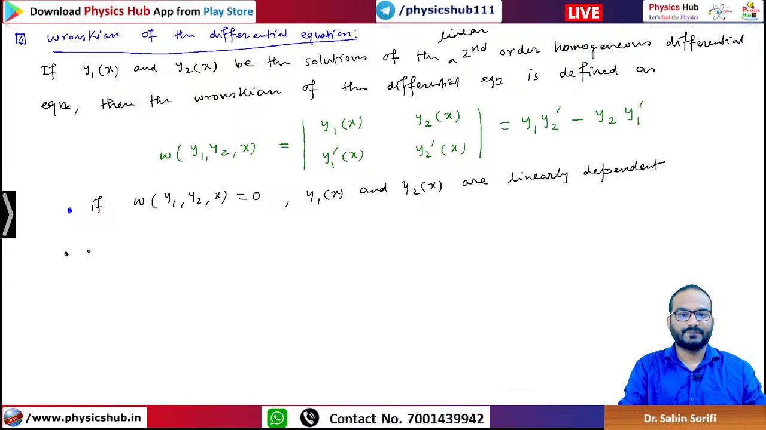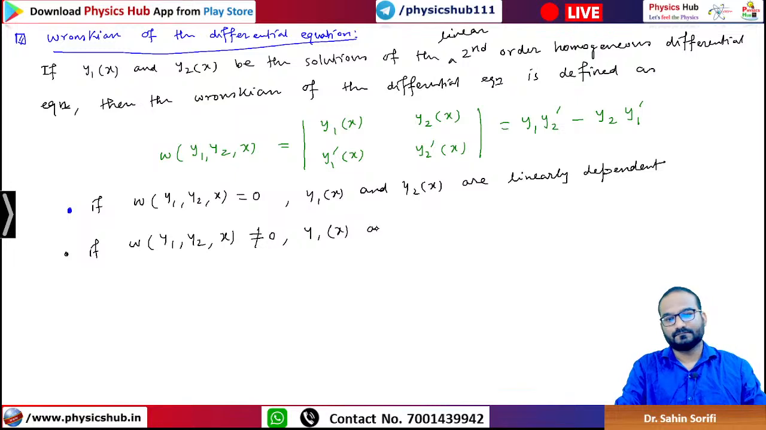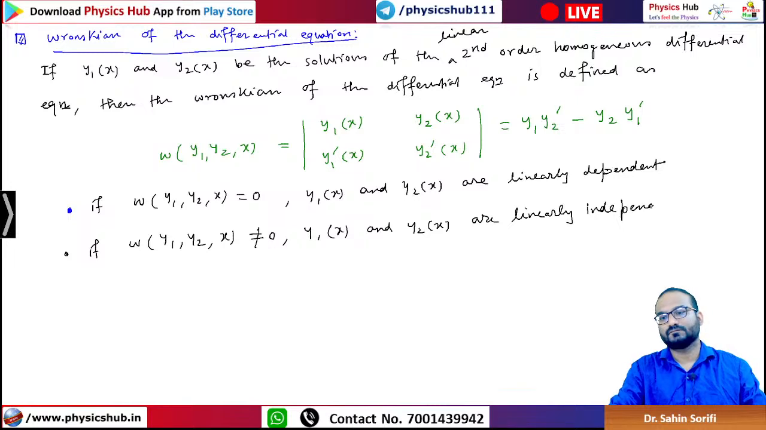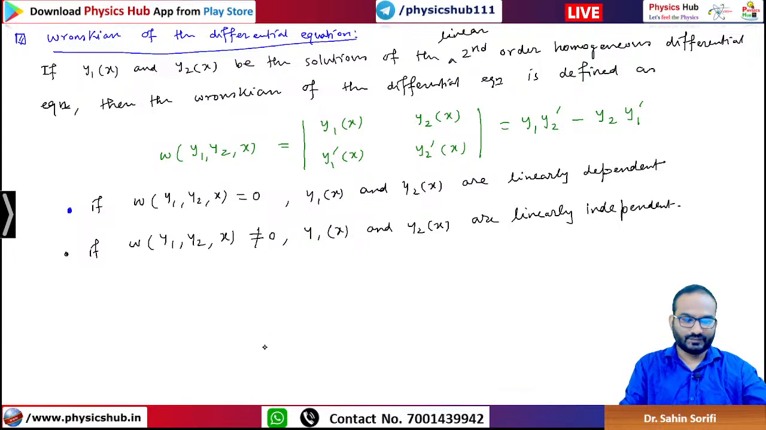Non-zero means y1(x) and y2(x) are linearly independent. Clear?